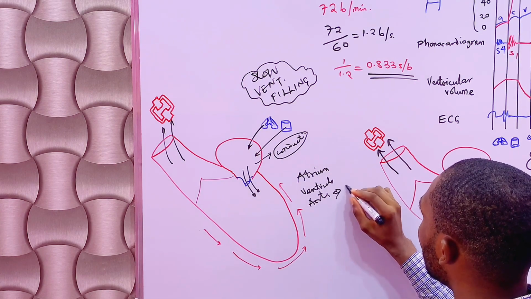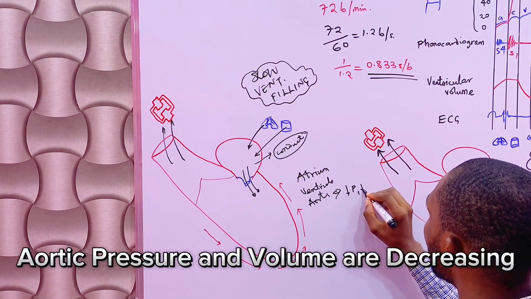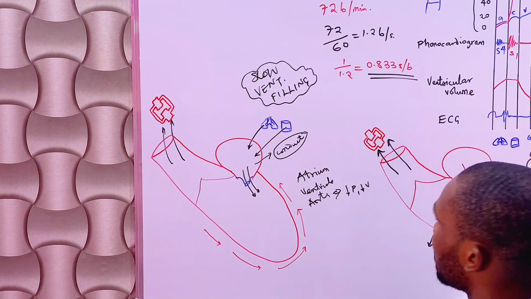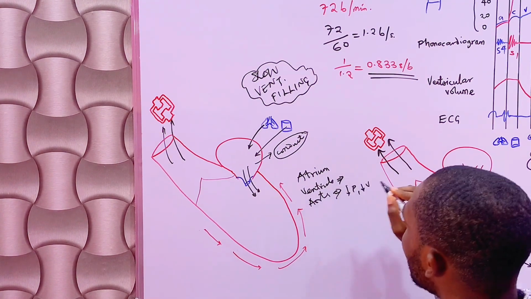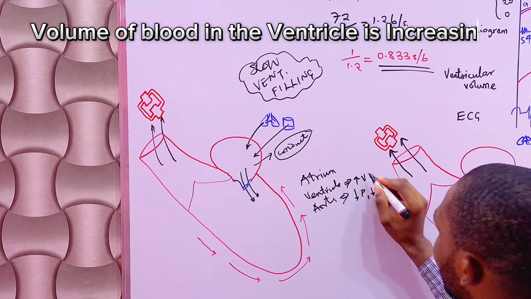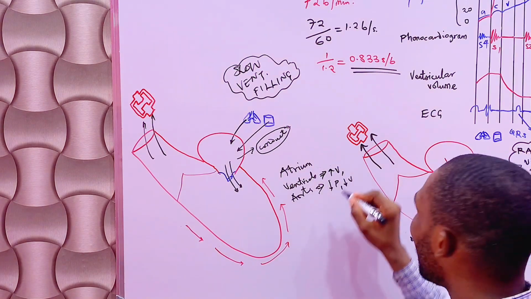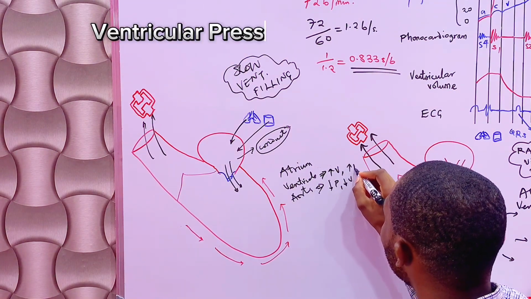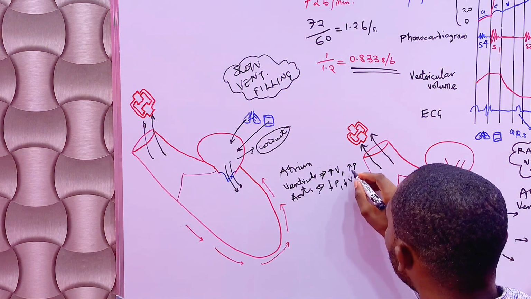So for the aorta, the volume and pressure are reducing, right? Yeah, come on, they're reducing. Then for the ventricle, the volume is increasing, right? So what happens to the pressure? Can you guess? The pressure would start increasing in this phase, but gradually, all right? So it will start increasing gradually.